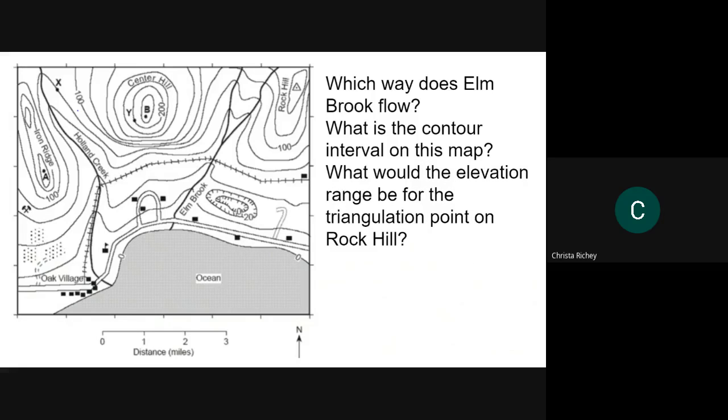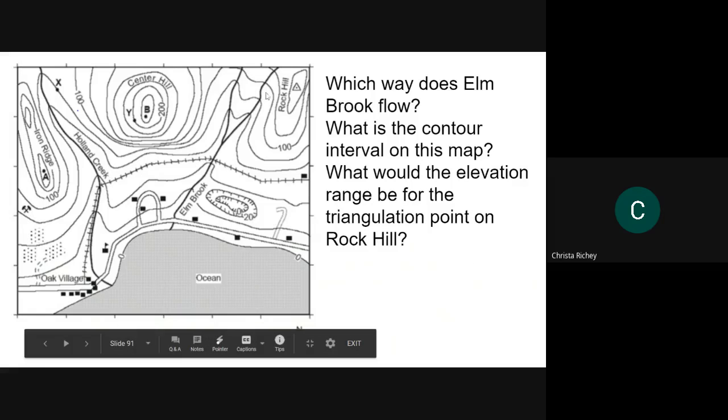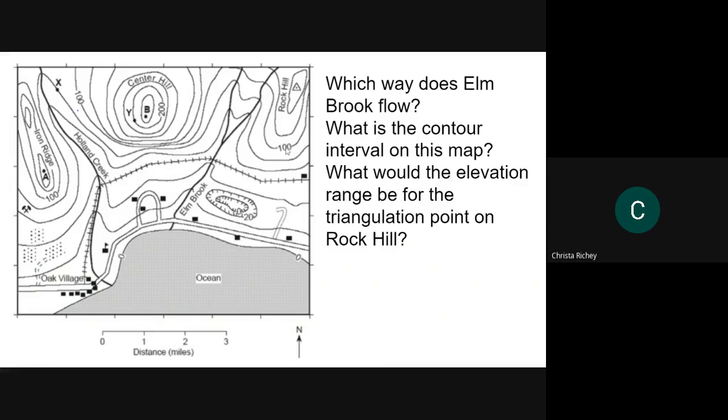What would the elevation range be for the triangulation point on Rock Hill? Here we go, triangulation point on Rock Hill. So remember, each one is worth 20. So I've got 100, 120, 140. Next would be 160. One less than that would be 159. So anywhere from 141 to 159 would be the maximum elevation range, because it's not a benchmark. It doesn't tell me specifically what the height is, but I know it would have to be somewhere in that range.